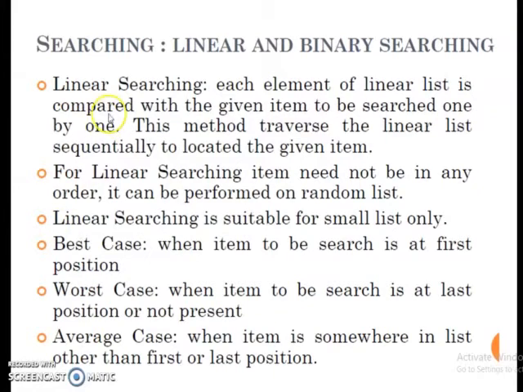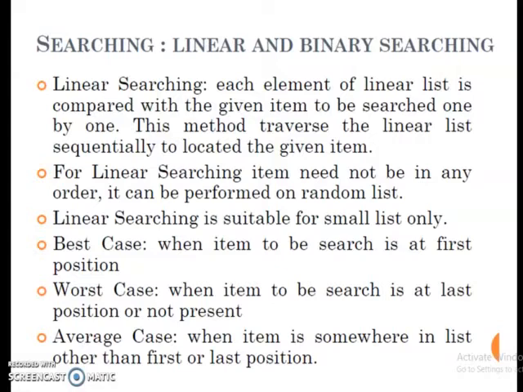In this array, the first operation is searching: linear and binary searching. Today I will discuss how to do linear searching and binary searching. Linear searching means each element of the linear list is compared with the given item to be searched one by one. This method traverses the linear list sequentially to locate the given item. For linear searching, items need not be in any order. It can be performed on a random list. Linear searching is suitable for small lists only.